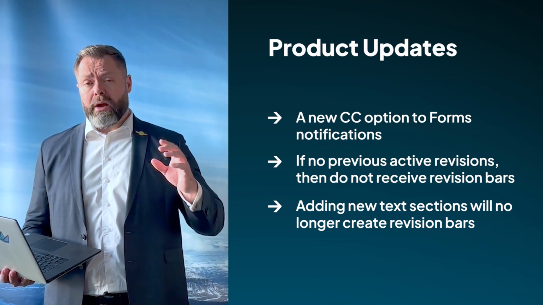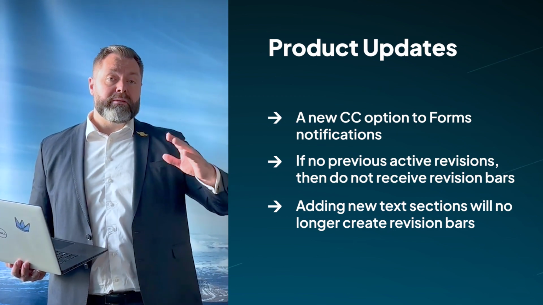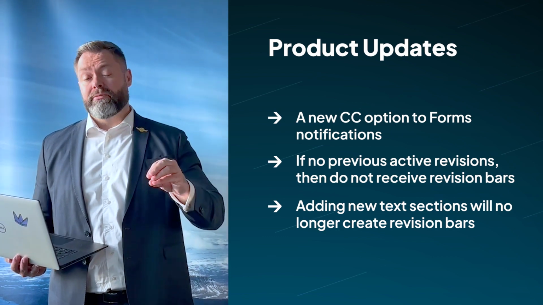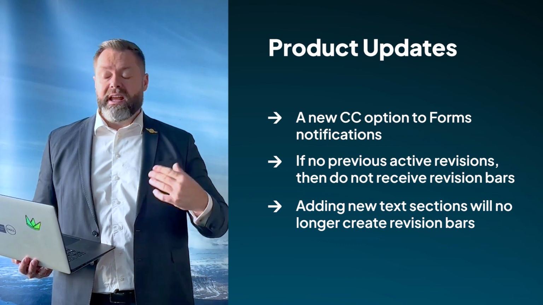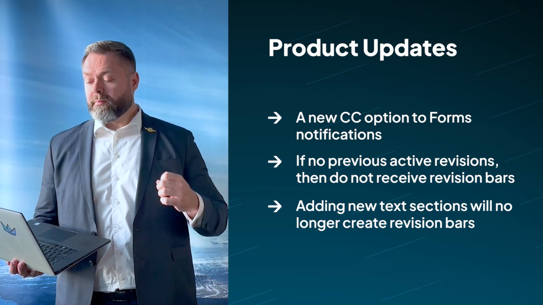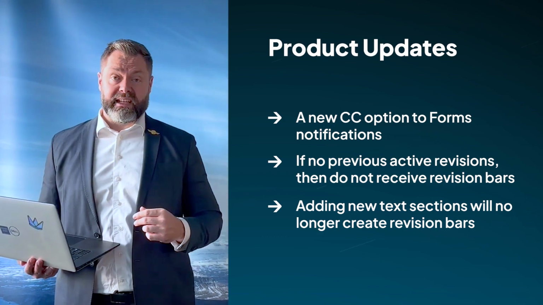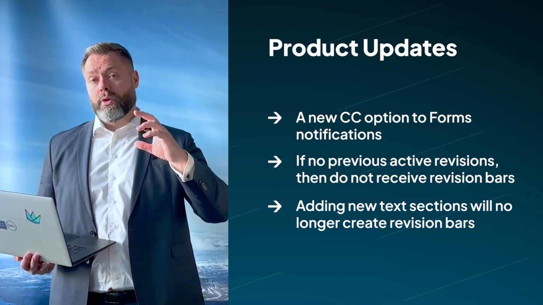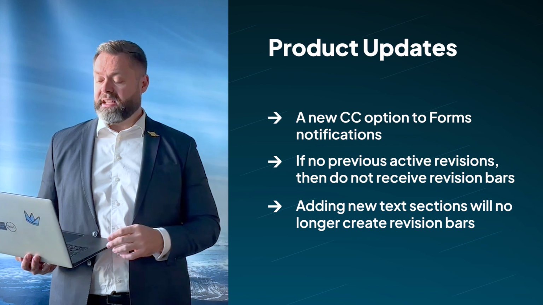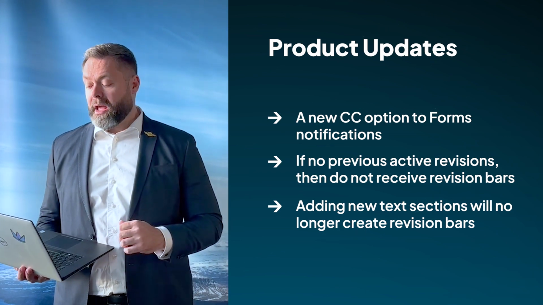Also, we changed it so that when you're creating a new revision, but no other revision before it has been set as active, that new revision will be seen as the first one, thereby having no revision bars on it. Also, if you now add a text section above an existing text section, the old text section will not receive revision bars because it was pushed down. That has been fixed, and it's a long-awaited improvement for a lot of people.